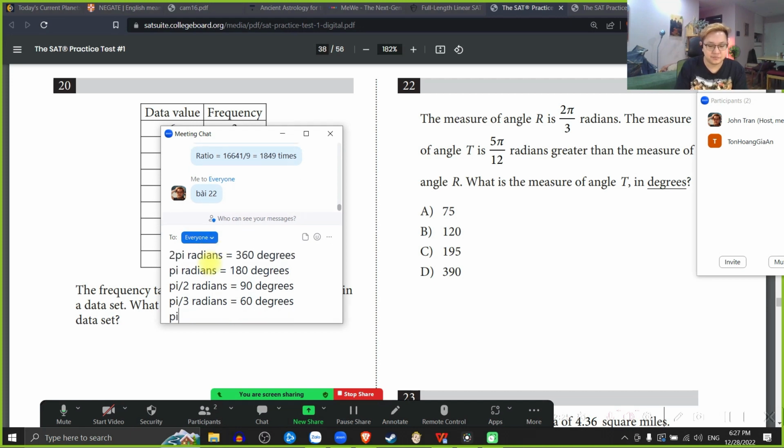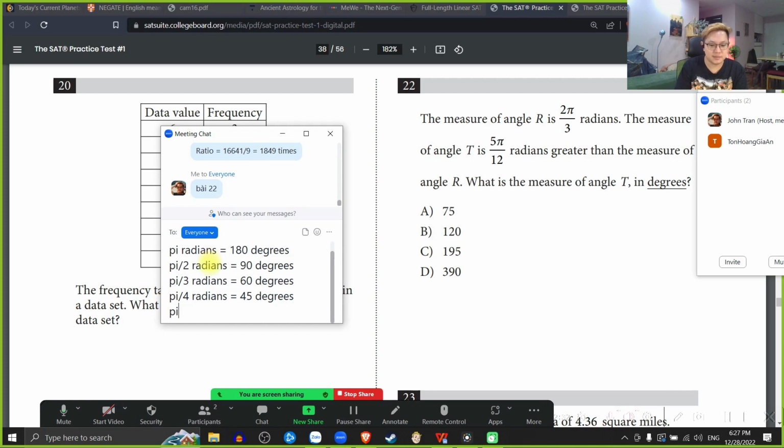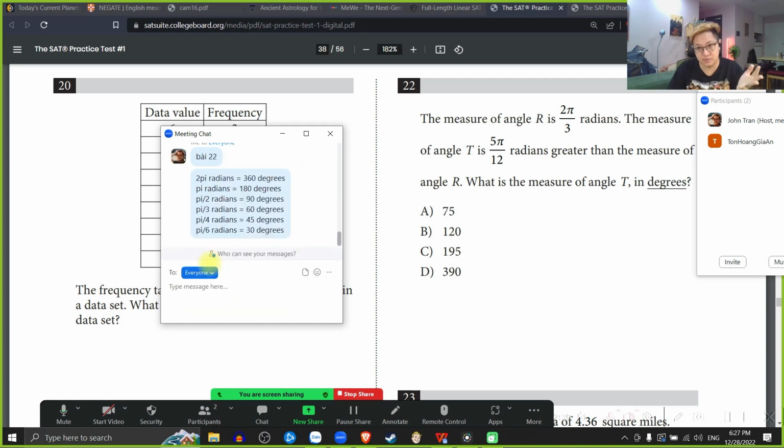Pi divided by 4 radians is 45 degrees. And pi divided by 6 radians is 30 degrees. That's something to know, okay?